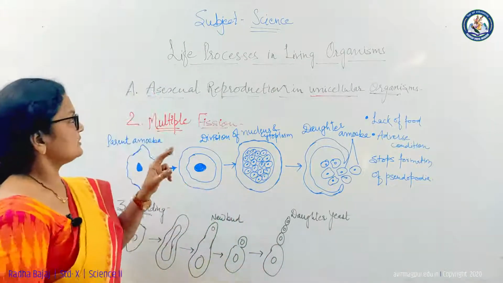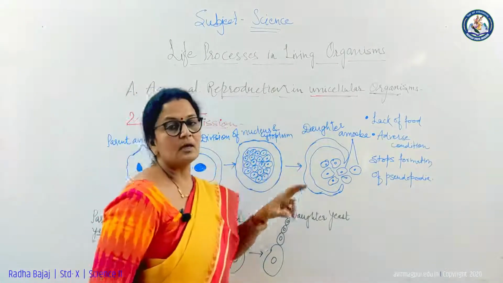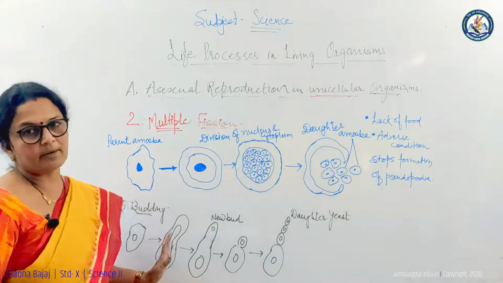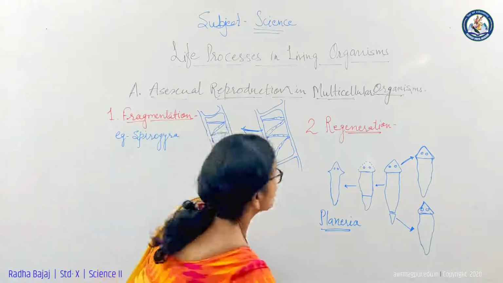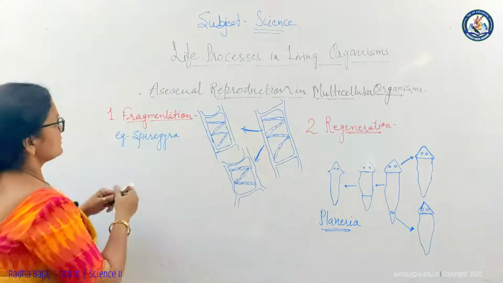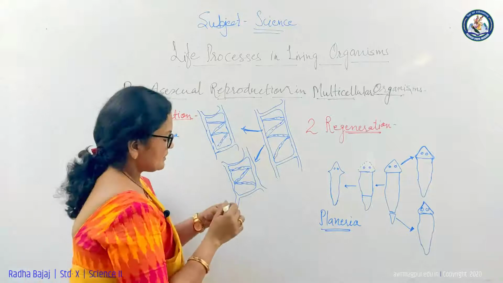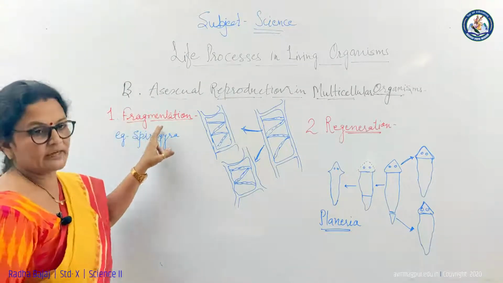This is the simple method of budding which occurs in yeast. So in this period we have learned about asexual reproduction in unicellular organisms by binary fission, multiple fission, and budding. Now we see the next type, that is B, asexual reproduction in multicellular organisms. In this the first type is fragmentation.